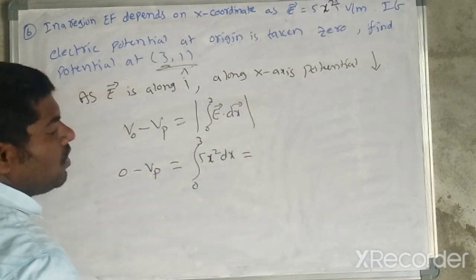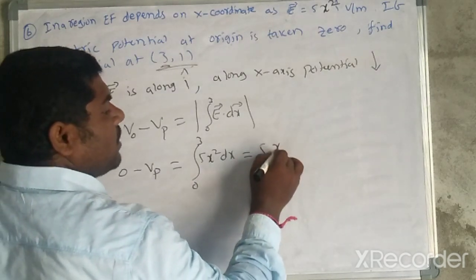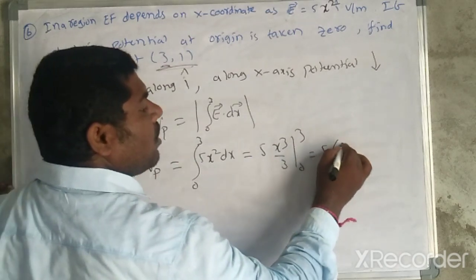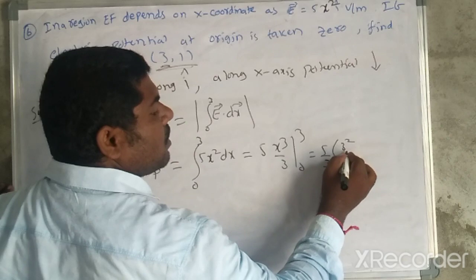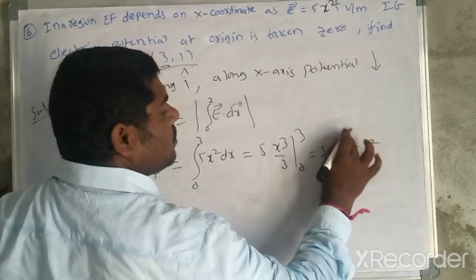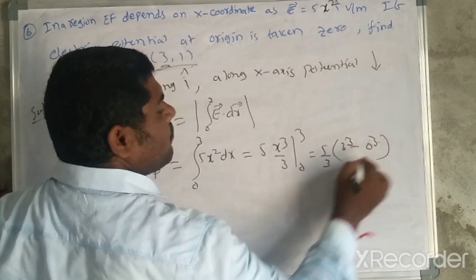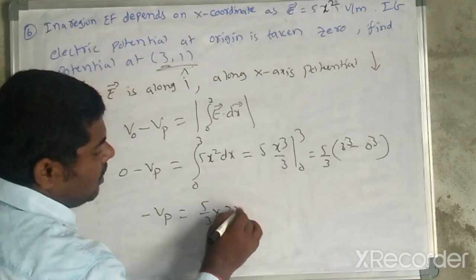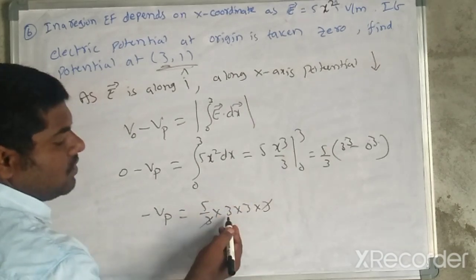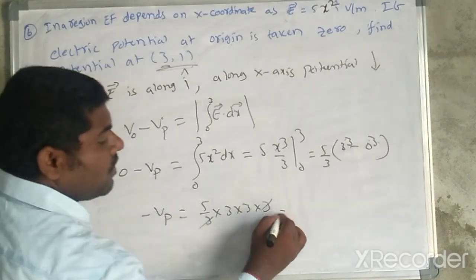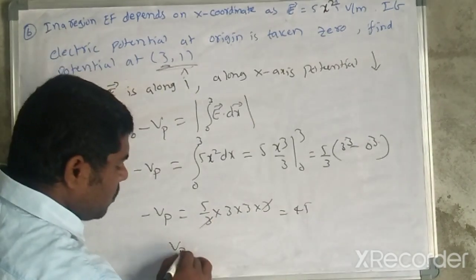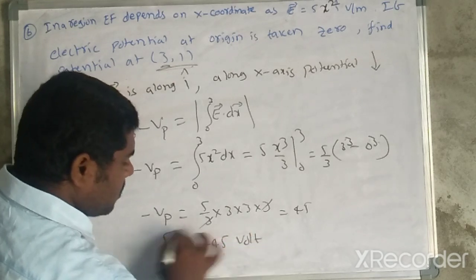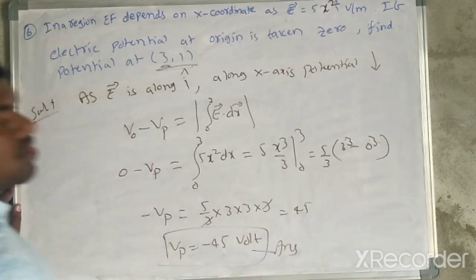So that is equal to 5 into x cube by 3, from 0 to 3. Higher limit minus lower limit: 5 by 3 into (3 cube minus 0 cube). So minus Vp is equal to 5 by 3 into 3 into 3 into 3. One 3 cancels, 3 into 3 is 9, 9 into 5 is 45. So Vp is equal to minus 45 volt. This is the answer to the question.